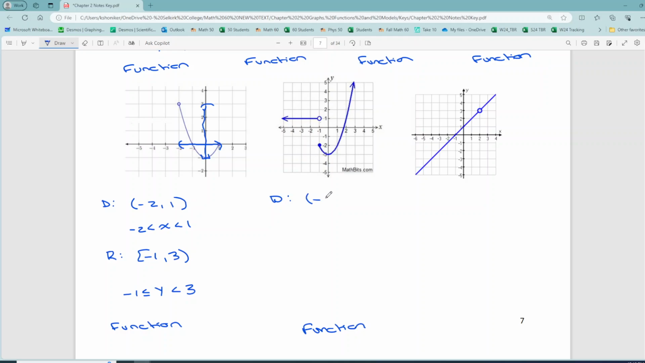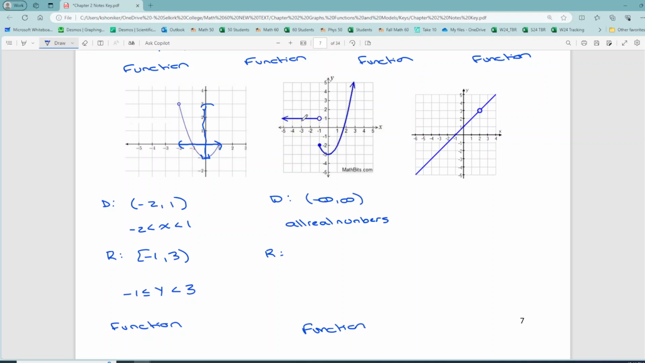So my domain would be -∞ to infinity, or all real numbers, or x ∈ ℝ. And then my range, where does it start? Well, it starts down here at -3, and I get lots of overlap here at 1, but it just matters that there's a graph. So it's going to start down here at -3, and then it's got an arrow continuing up.